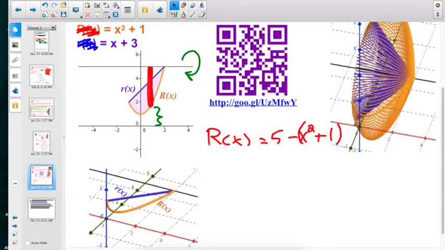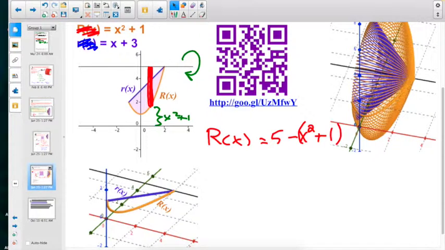So that distance from this line to that point, if this is x squared plus 1, right? Because functions are always measured from the x-axis. So if that's the function, then from here to there is 5 minus the function. So that's the radius that's going to be spun.